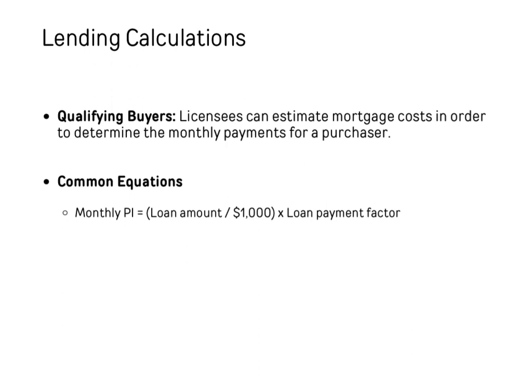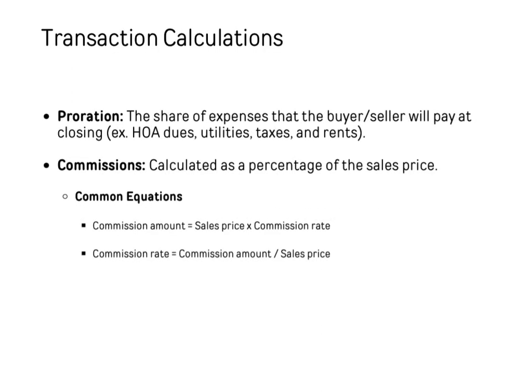Qualifying buyers. Licensees can estimate mortgage costs in order to determine the monthly payments for a purchaser. Common equations: monthly PI = loan amount / $1,000 x loan payment factor. Proration is the share of expenses that the buyer and seller will pay at closing, such as HOA dues, utilities, taxes, and rents. Commissions are calculated as a percentage of the sales price. Common equations: commission amount = sales price x commission rate. Commission rate = commission amount / sales price.